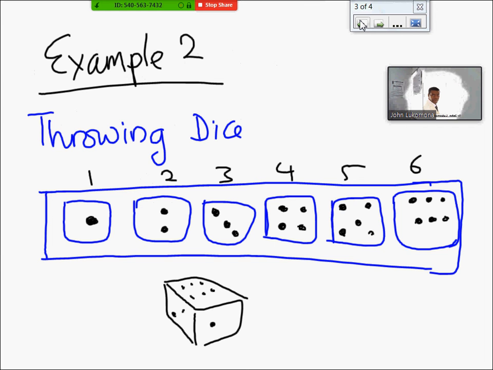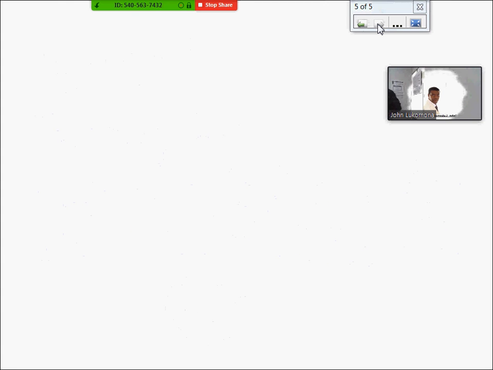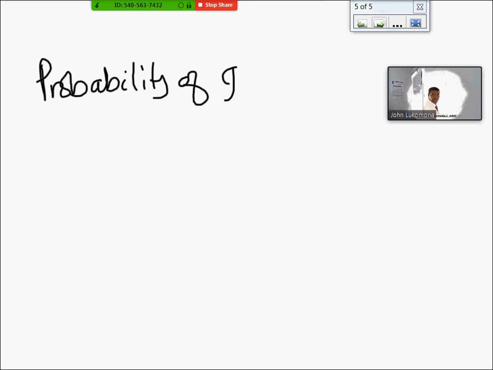So if I go back here, you see, out of that 6, the chances, if I throw the dice once, if I say the probability of getting a 1, we go back here.